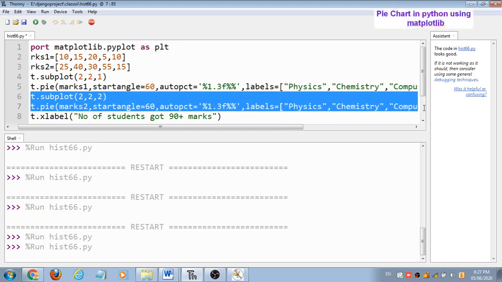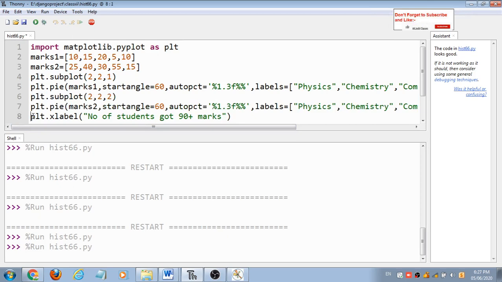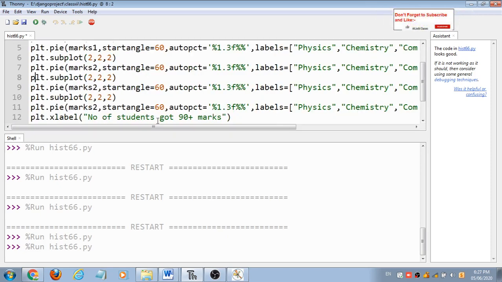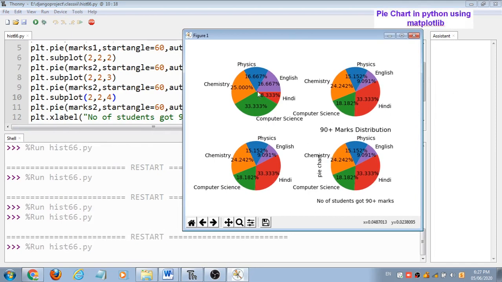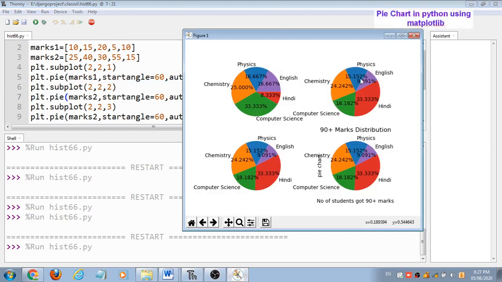Then suppose I want some more. At 3 I want the same, and then at 4 I want this. Let's execute this. Okay, like this. So at 2, 2, 1 it will display this pie chart, at 2, 2, 2 it will display this. You can use a different chart for different places also.